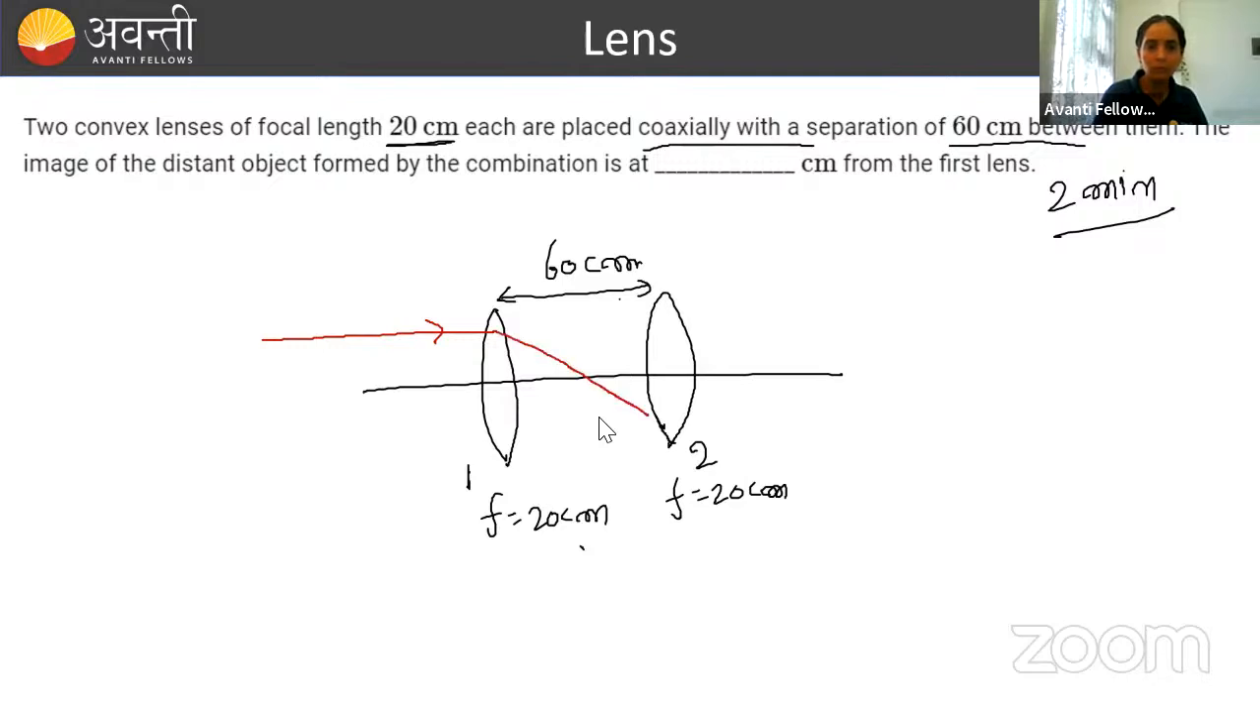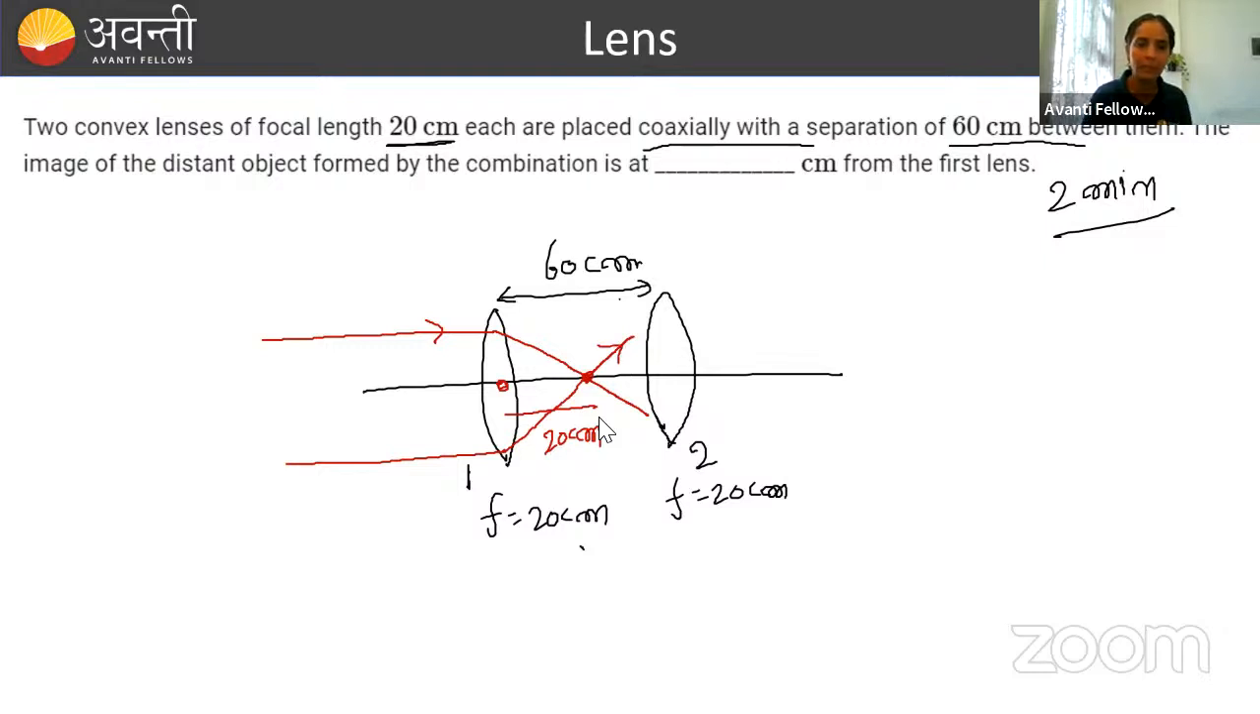You know? So let's first discuss what will happen to this ray because of first lens. So let me take another ray. So this will also go like this. So definitely parallel beam of light after refraction will converge to focus. So this distance from optical center of the lens must be equal to how much? 20 centimeter. So first lens is forming the image of distant object at 20 centimeter, right?